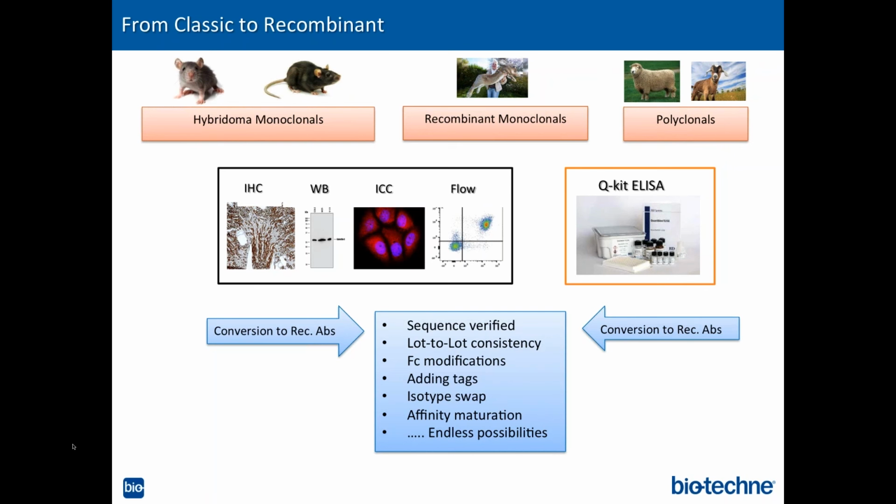We also developed a system that allows us to then convert the polyclonals into a recombinant antibody, and once you've done either one of these approaches, what you get is actually a sequence-verified antibody, as well as high lot-to-lot consistency, which has been talked about in recent years in the literature to a large extent. Once you have it sequenced, again, you can do Fc modifications, you can add tags, you can isotype swap. So you have a lot of possibilities open to you that you're used to from standard recombinant systems on proteins in general.